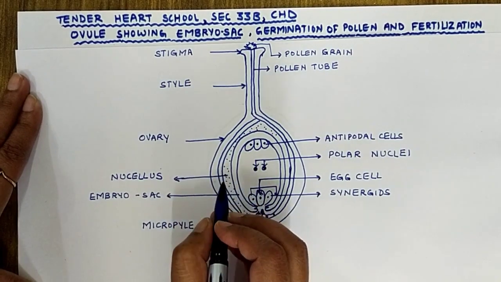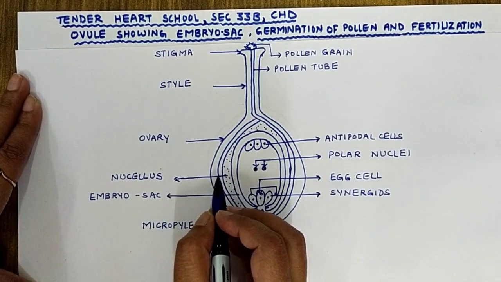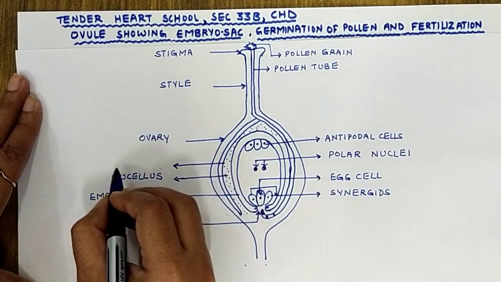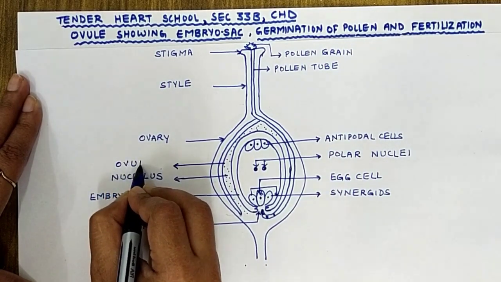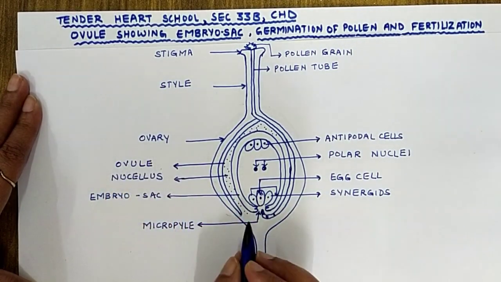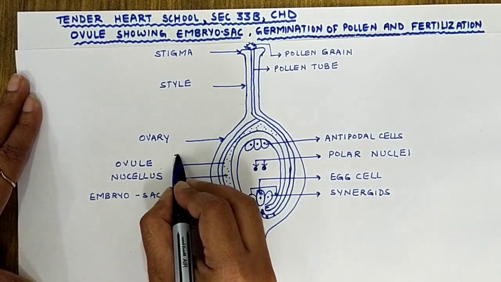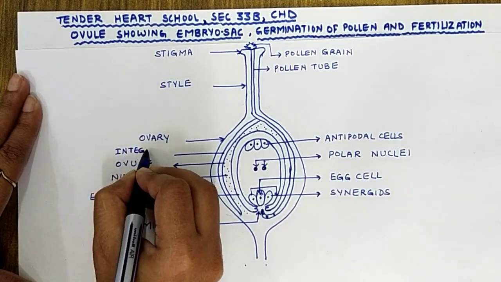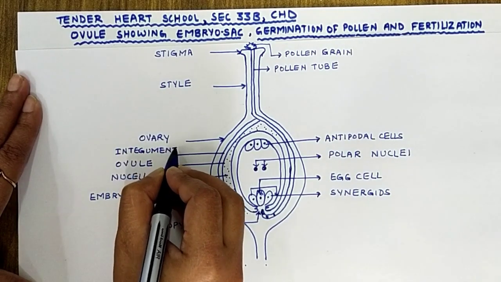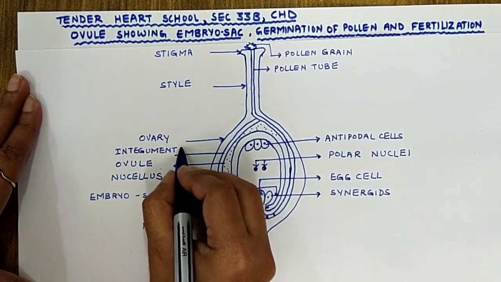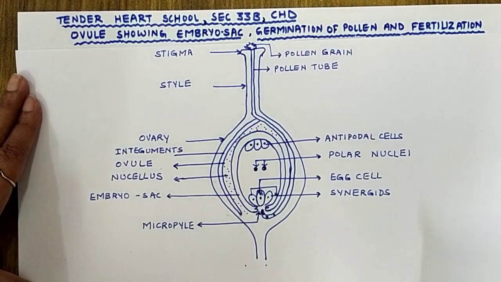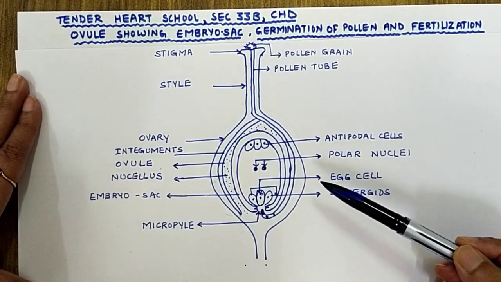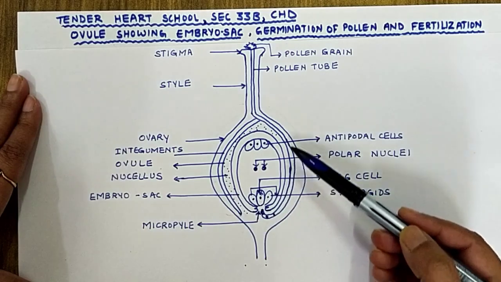Right, so this is our ovary, and you can label this one as ovule. We are making the structure of the ovule basically. All these parts are the parts of the ovule, right? And the ovule is protected by integuments, the protective covering of the ovule which gives protection to the ovule. So this is the one ovule shown.